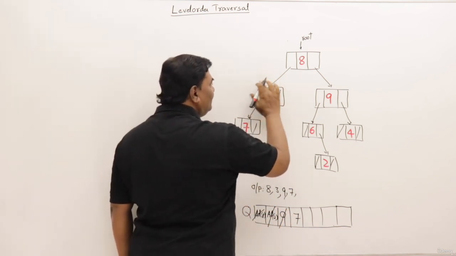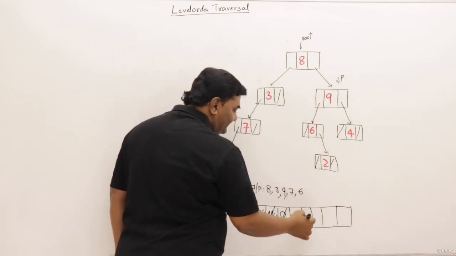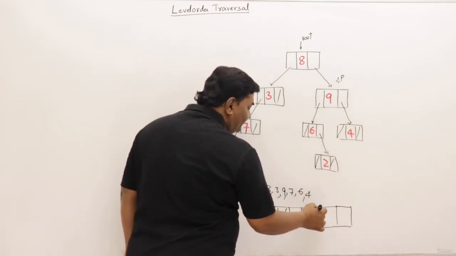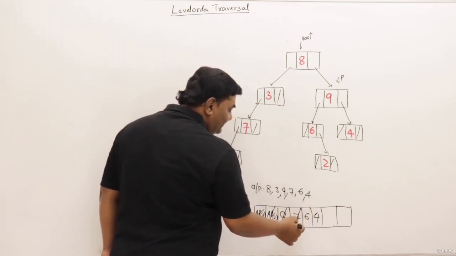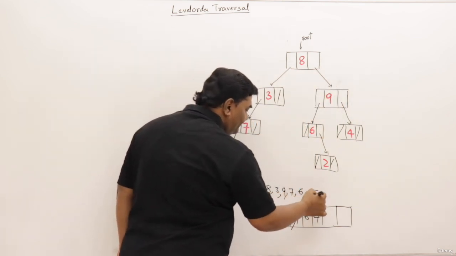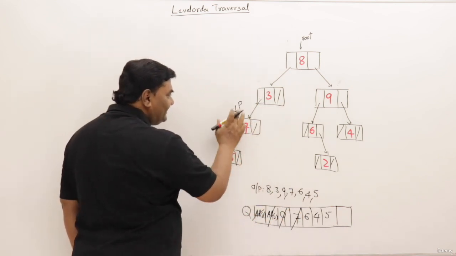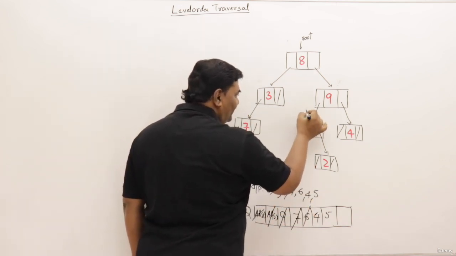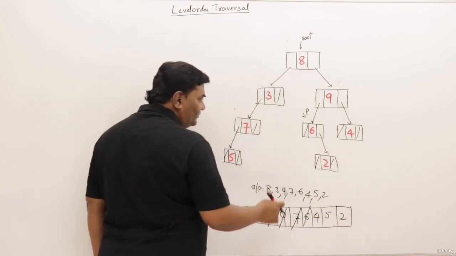That is 9. This is the new node. Visit left child, 6, address of 6 into queue. Then visit right child, 4, address of 4 into queue. Its work is over. Then delete the next address from the queue and make P point on that one. Visit left child, 5. Push the address of 5 into queue. Then right child, there is no right child. Leave it. Then take out the next address, 6. P is pointing on 6. Left child, no left child. Right child, yes, 2. Insert the address of 2 into queue.